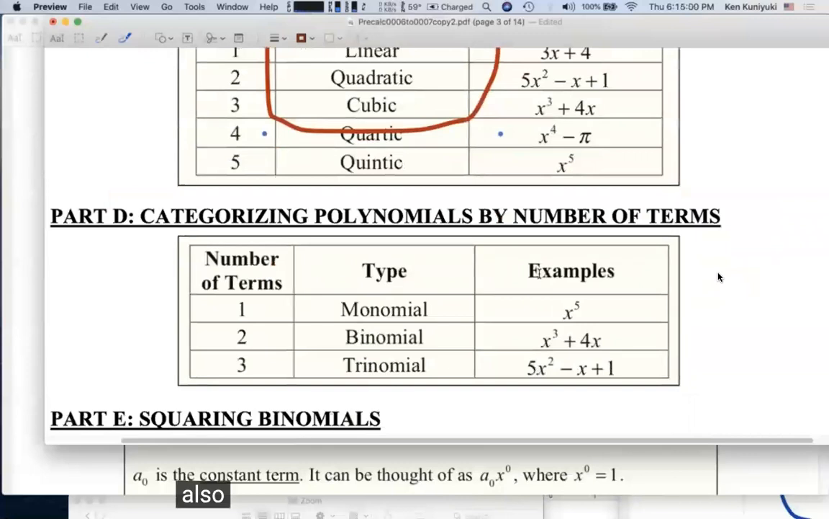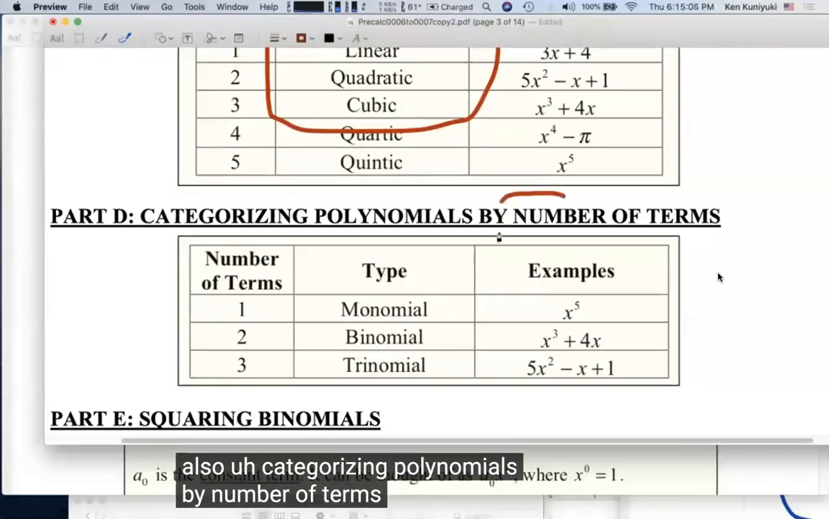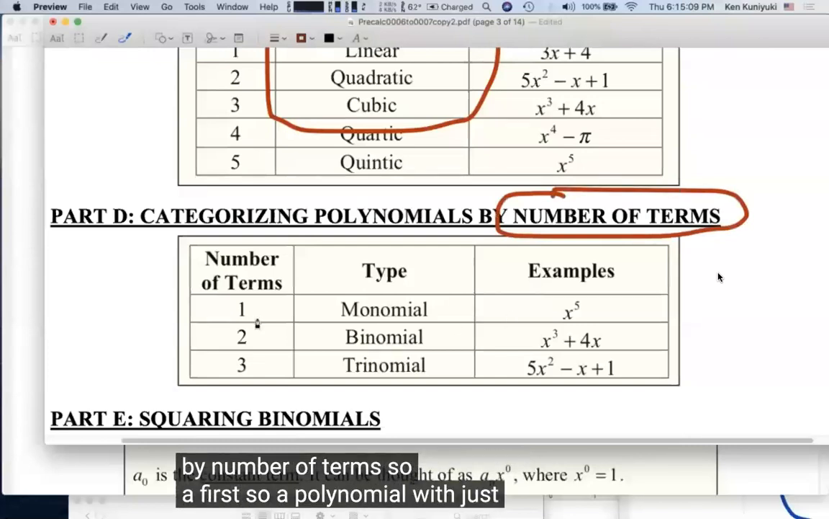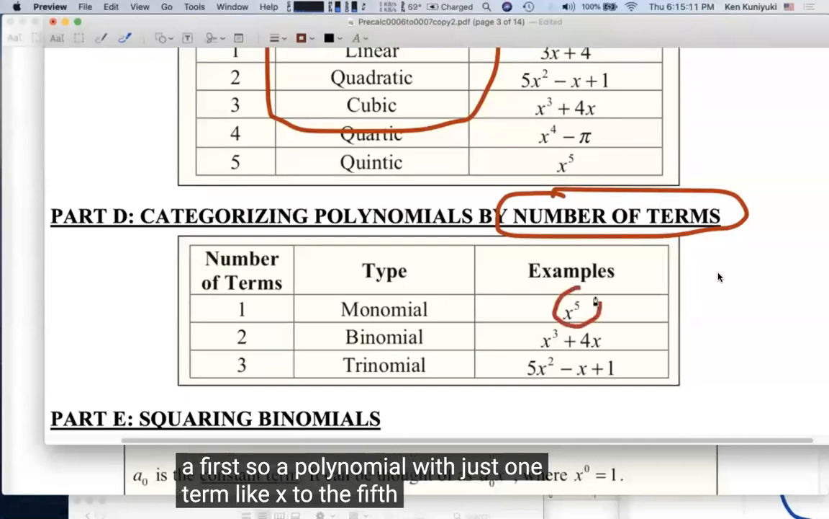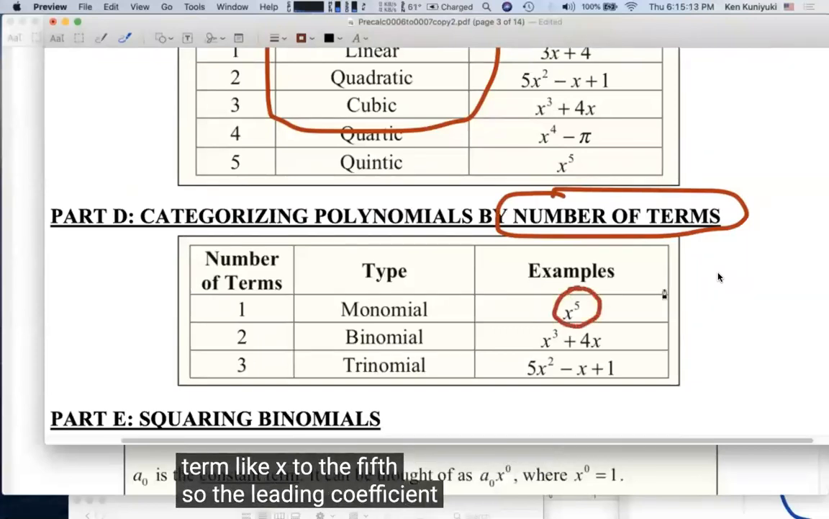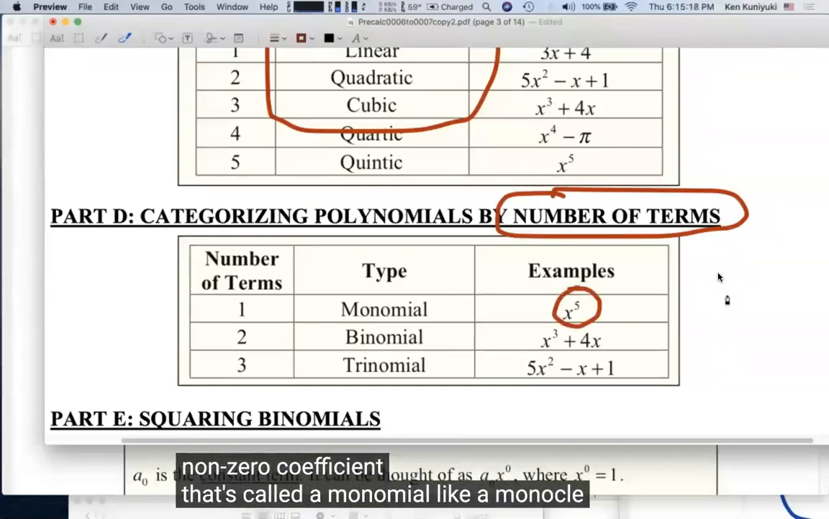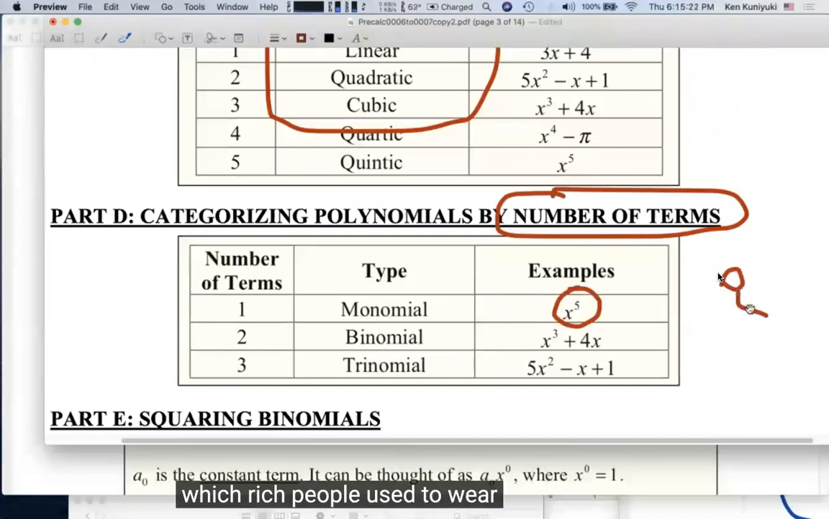Also, categorizing polynomials by number of terms. A polynomial with just one term, like x to the 5th, where the leading coefficient is the only non-zero coefficient, is called a monomial, like a monocle, which rich people used to wear. That's why I have a monocle.